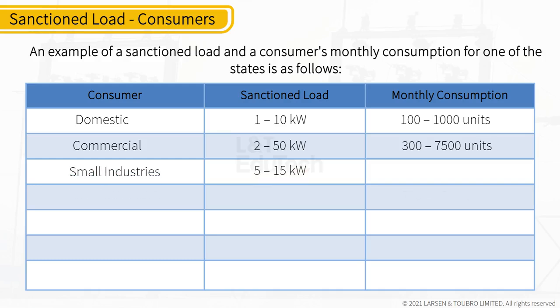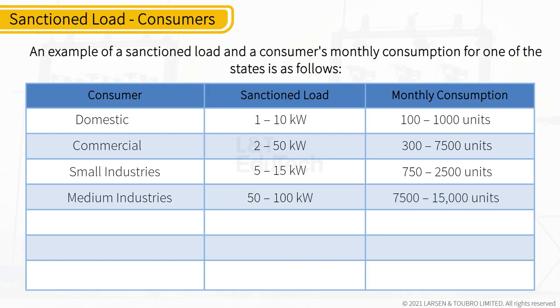Small industries: sanctioned load is 5 to 15 kilowatts, whereas the consumption of energy is 750 to 2,500 units. Medium industries: sanctioned load is 50 to 100 kilowatts, whereas consumption of energy is 7,500 to 15,000 units.